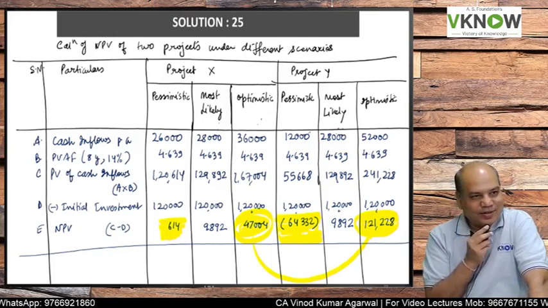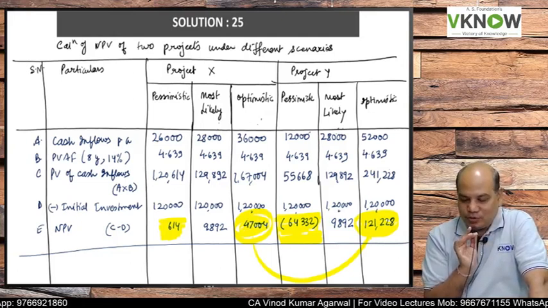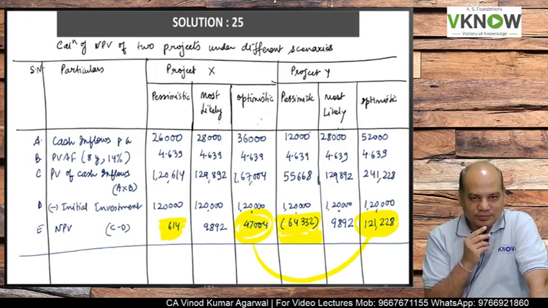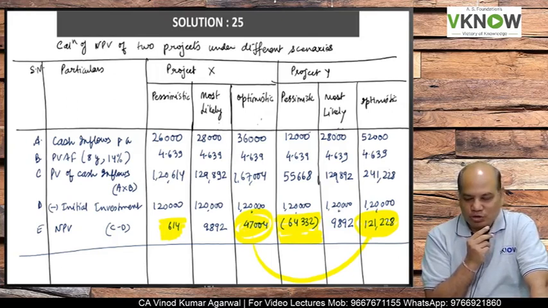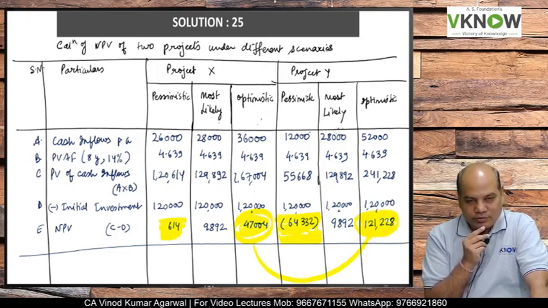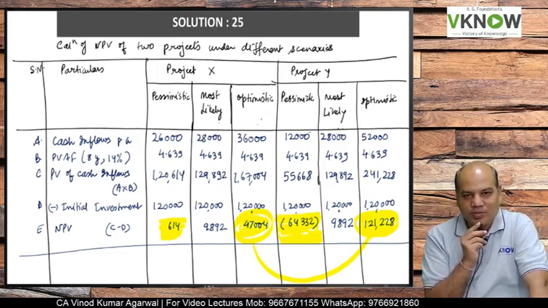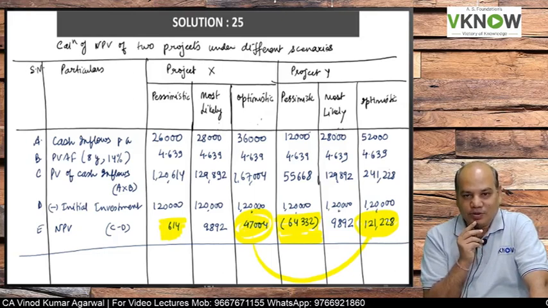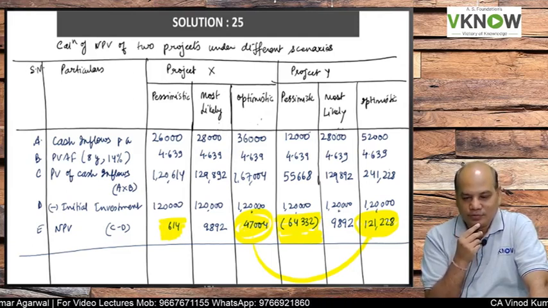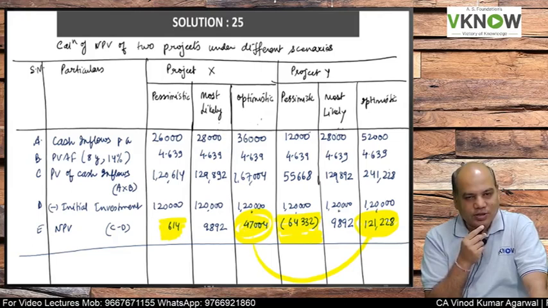So now I am asking all the students a question. If you are sitting on the decision making chair, which project will you select? Will you select X, which will give you positive NPV in all the three cases, or project Y, which will give you negative NPV in the pessimistic scenario, but can generate a very high NPV in the optimistic scenario, which is almost 2.5 times of the project X optimistic scenario. So tell me, you have to take a decision.